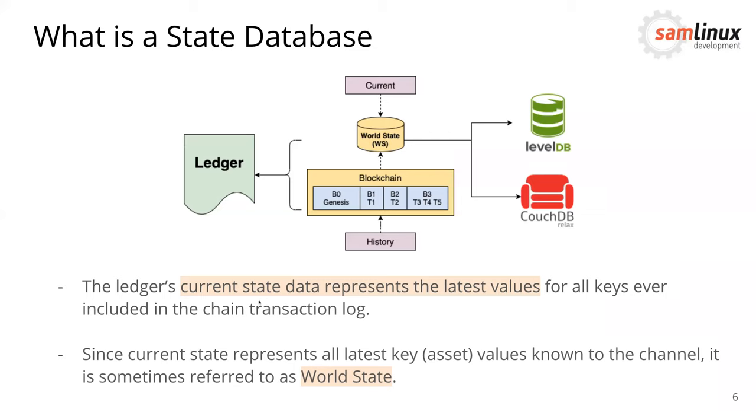So the ledger current state data represents the latest value of all keys ever included in the chain transaction log. But the important sentence here is the current state and the latest value of an asset. The world state. This term you can find only in Fabric, I think, and the developers of Fabric called this the so-called world state.